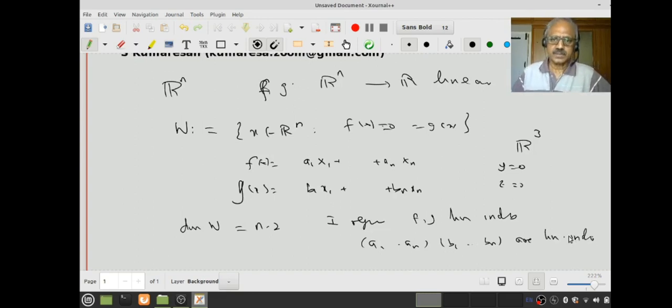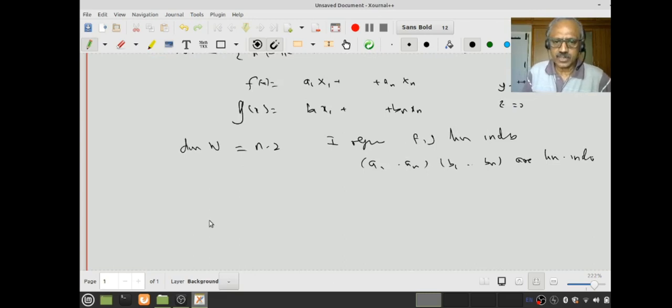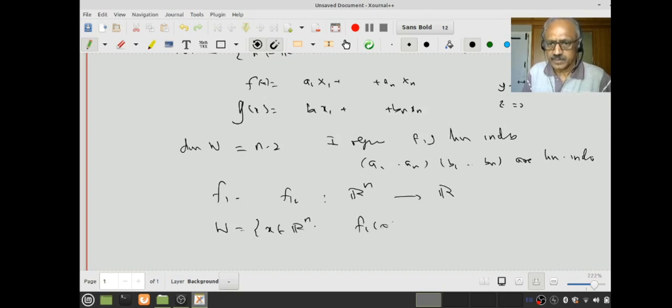You understand this? And similarly for k, suppose I have k constraints f1, f2, ..., fk, they are all linear maps from R^n to R. Then I can ask W to be the set of x in R^n so that fi(x) is 0, for 1 less than or equal to i less than or equal to k. Then I want to know its dimension is n minus k.